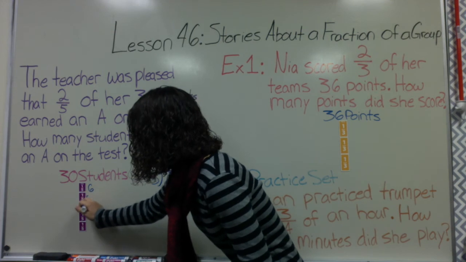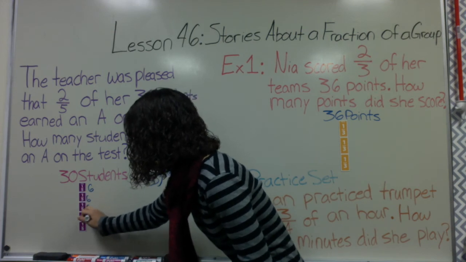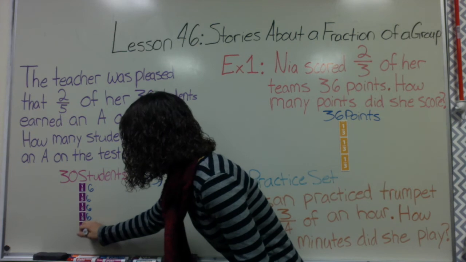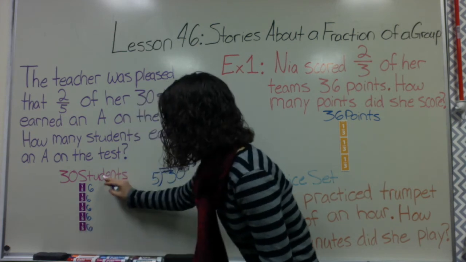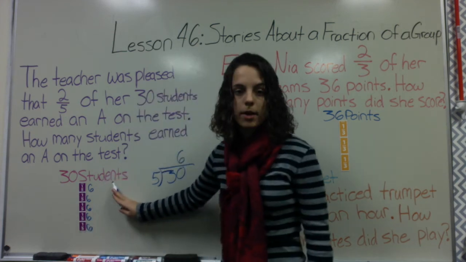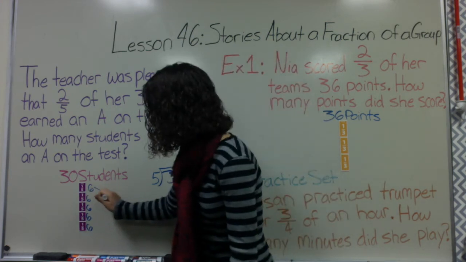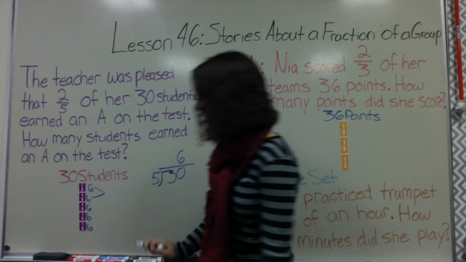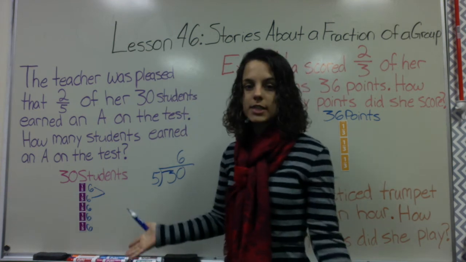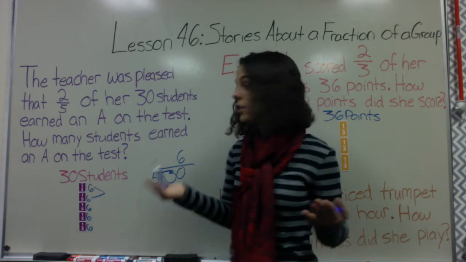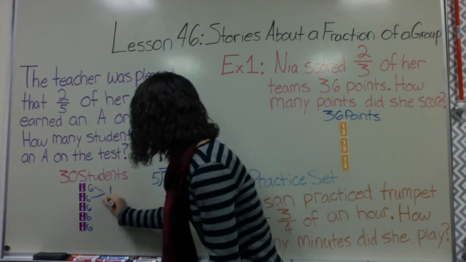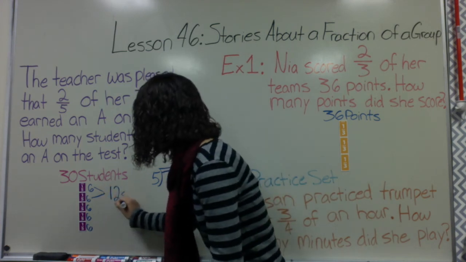So there's 6 there, 6 there, 6 there, 6 there, and 6 there, so that it all adds up to 30 as our whole number. But I want to find what 2 of those are. So if I find what 2/5 is instead of 1/5, I find that it's 6 and another 6, which is 12. So that means 12 students earned an A on the test.